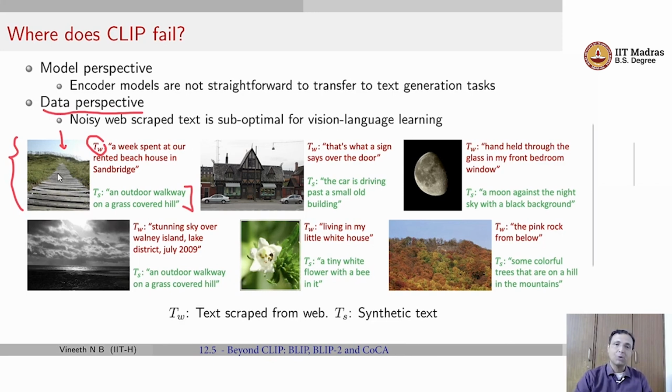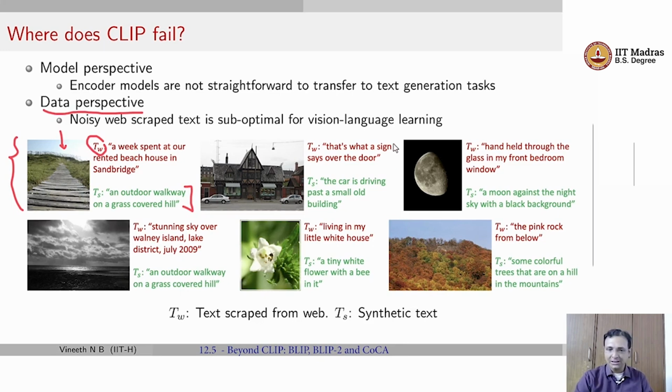Sometimes this scraping process also brings in alternative text that is required for accessibility purposes on browsers. Now, such text sometimes doesn't exactly match the image, and may even be written for marketing purposes or search engine optimization purposes. So this noisy web scrape text may not completely be useful for learning good vision language representations, is what one of these follow-up models claims.